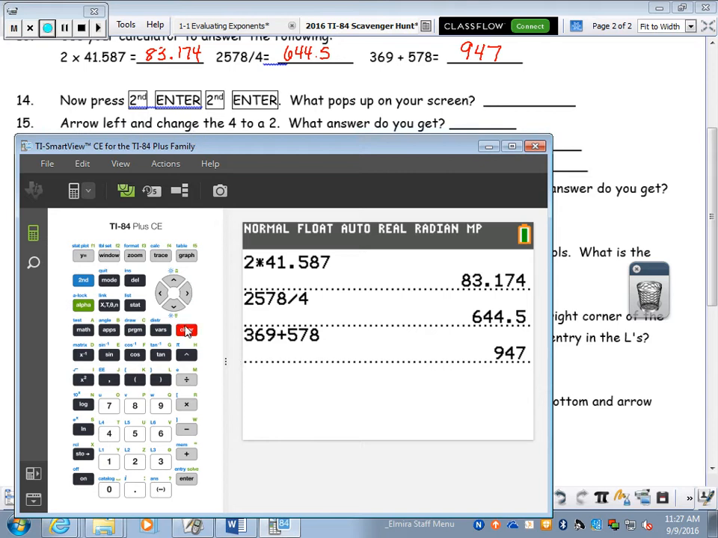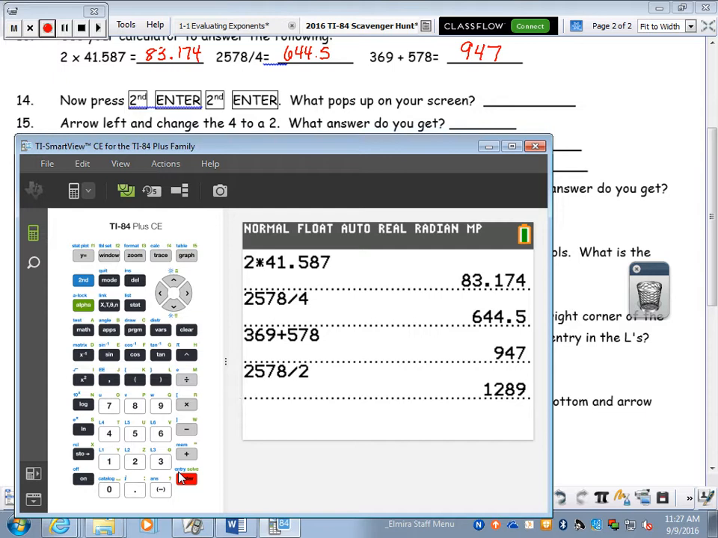Clear. I'm going to hit clear. I'm going to do second enter. Oh, went back too far. Well, let's pretend it really wants me to do this one. 2578 divided by 4. I was meant to get this one back again right here. And it wants me to change the 4 to a 2. Okay, so I can just use the arrow keys, change that to a 2, and get a new answer.